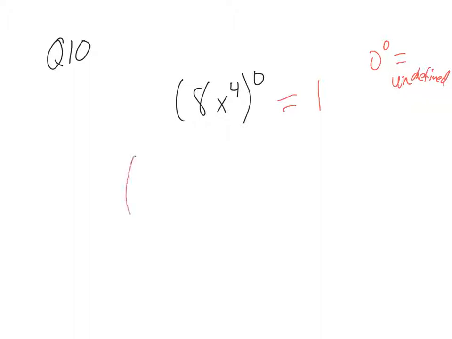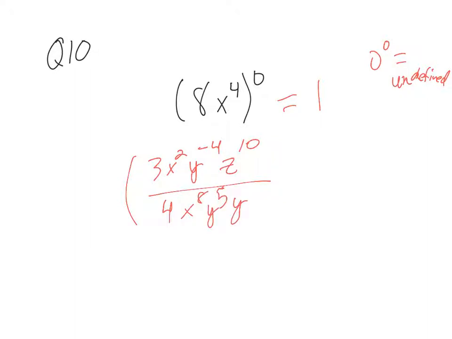Even if it's a really long, complicated problem that looks terrifying, if anything is then written to the power of 0, the whole answer becomes 1. So it's pretty simple. Power 0, your answer is 1.